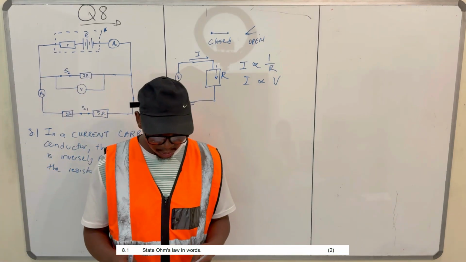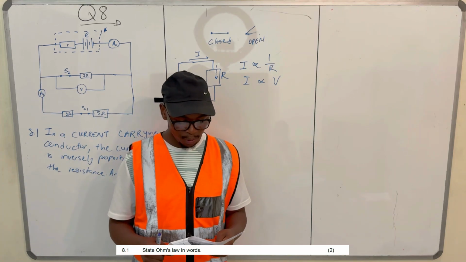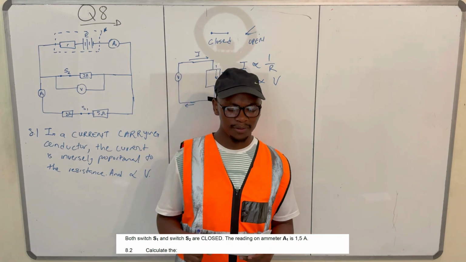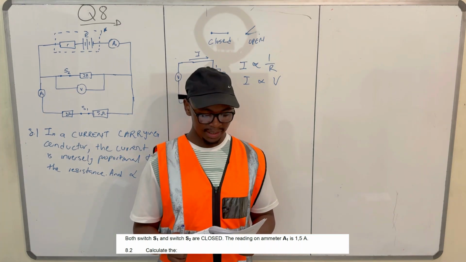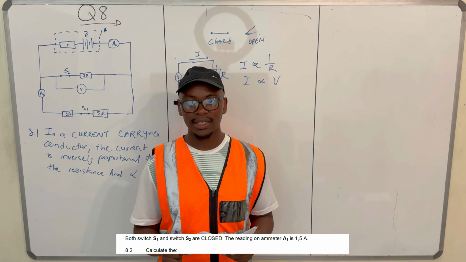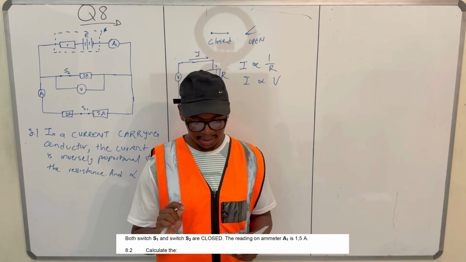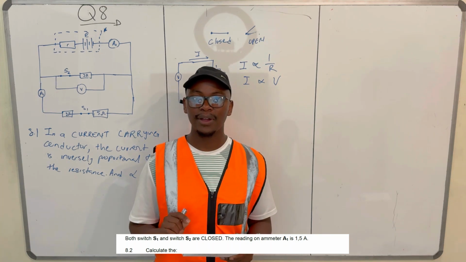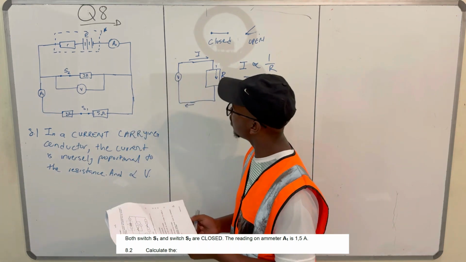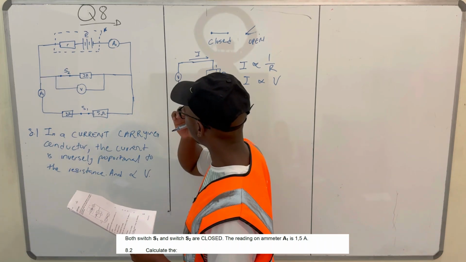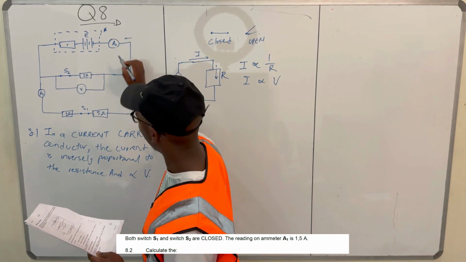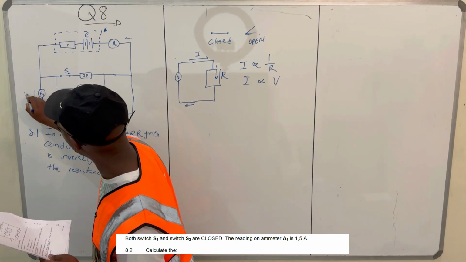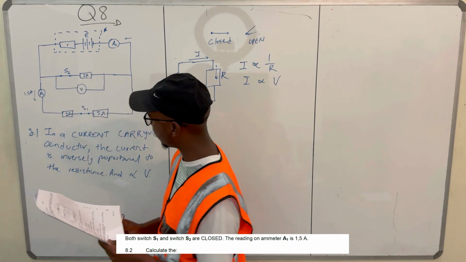All right, now we're going to move on to question 8.2.1. Okay, the statement of this question reads as follows. They are saying that both switch S1 and S2 are closed, and the reading on ammeter A1 is 1.5 amps. So we can label it here, through this ammeter, we're looking at 1.5 amps flowing there.